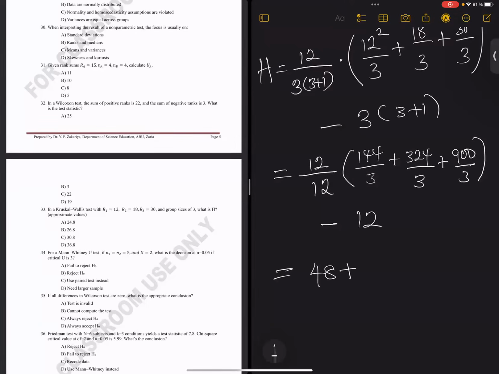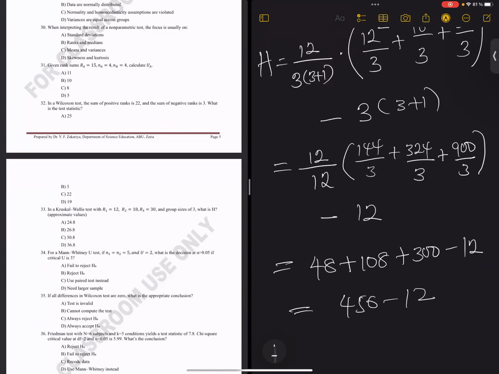Plus 324 divided by 3, that is 108. Plus 900 divided by 3, that is 300. Minus 12. So what do you get? 48 plus 108 plus 300 is 456, minus 12.